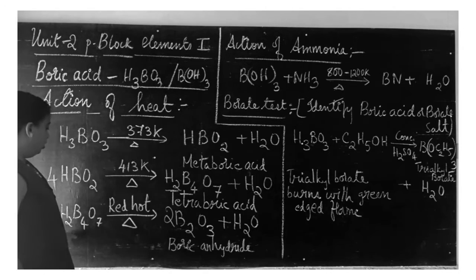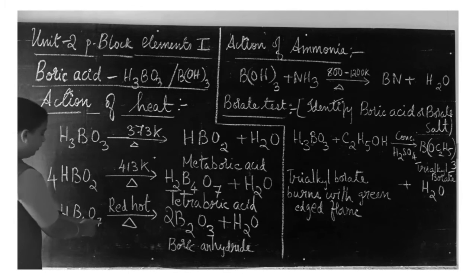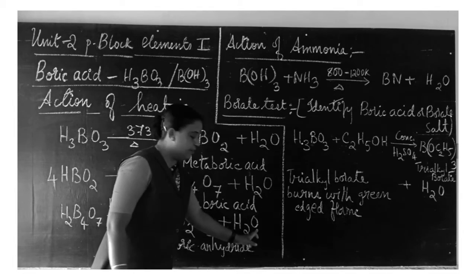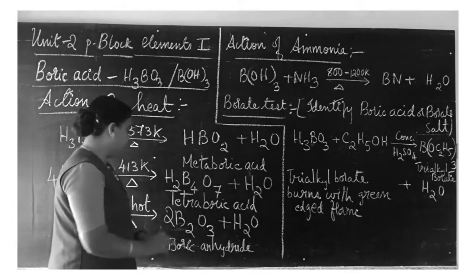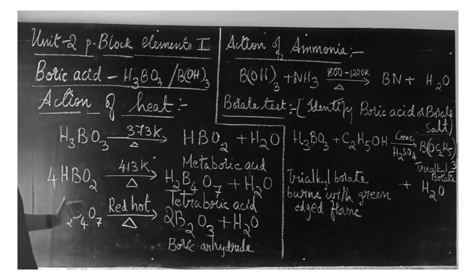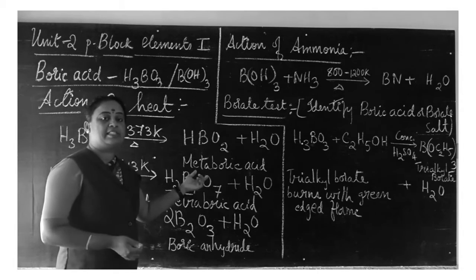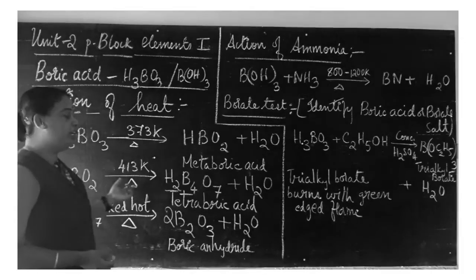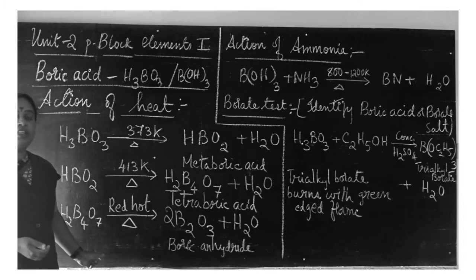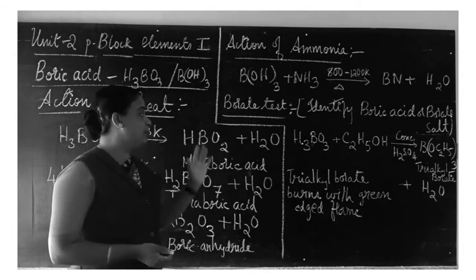Now hydrogen: on the left-hand side only 2 hydrogen, on the right-hand side also 2 hydrogen, so it is also balanced. In the case of oxygen, the left-hand side has 7 oxygen, and on the right-hand side 2 times 3 is 6, plus 1 is 7 oxygen, so the reaction is balanced. That is the action of heat on boric acid. Boric acid heated to 373 Kelvin gives metaboric acid and water. Metaboric acid heated further to 413 Kelvin gives tetraboric acid, and tetraboric acid heated further to red hot gives boric anhydride along with water.